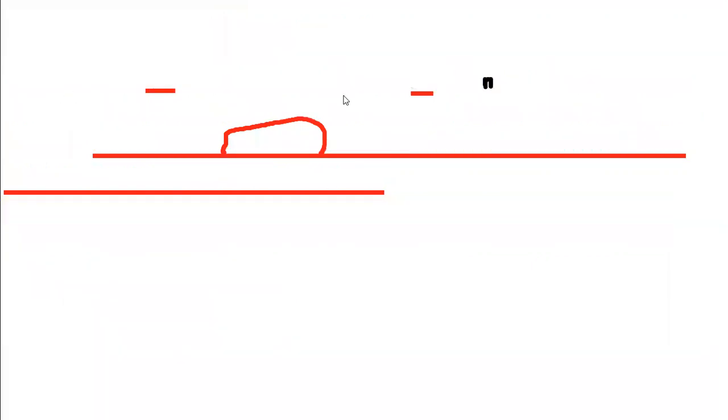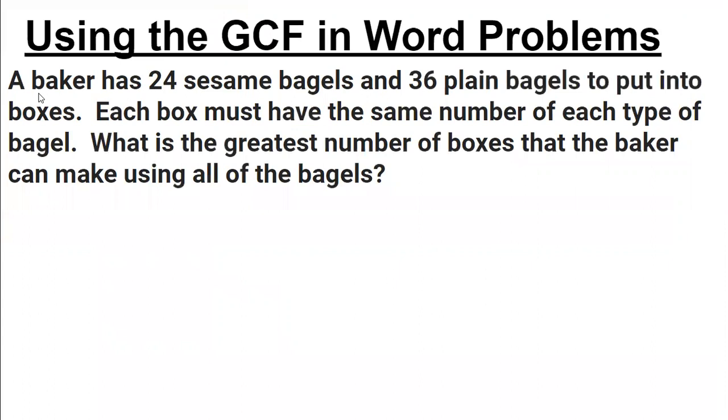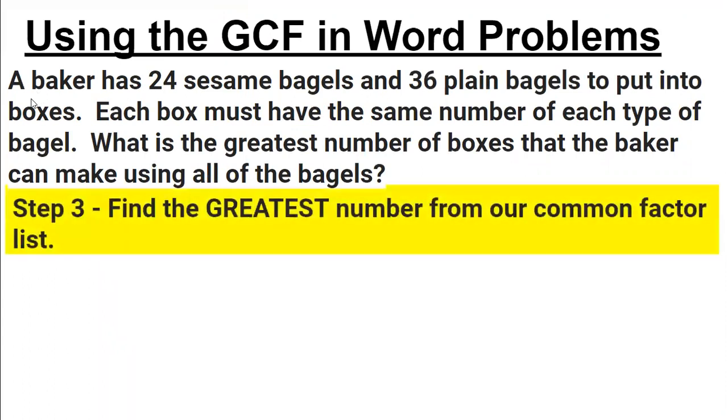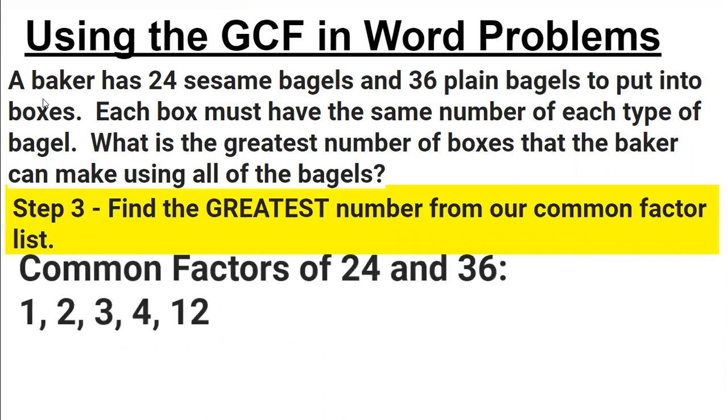Okay, let's clear my screen. And there's our problem again. We want to figure out how many boxes the baker can make. So step 3 is to find the greatest number from our common factor list. There was our list, 1, 2, 3, 4, and 12. Which one's the biggest? Which one's the greatest? Exactly, it's 12.